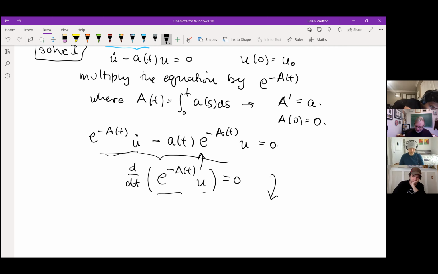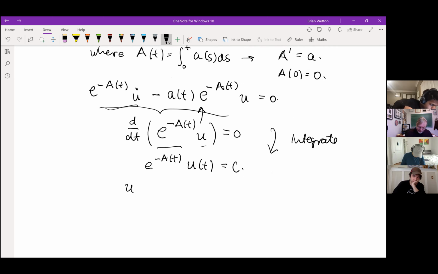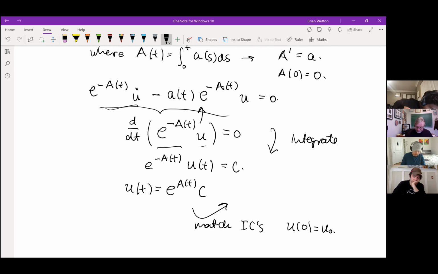So now I can integrate. And I get e to the minus a of t times u of t is some constant. That gives me u of t is e to the a of t times some constant. And if I match the initial conditions, that's u of 0 is u0, that gives me u0 e to the a of t.